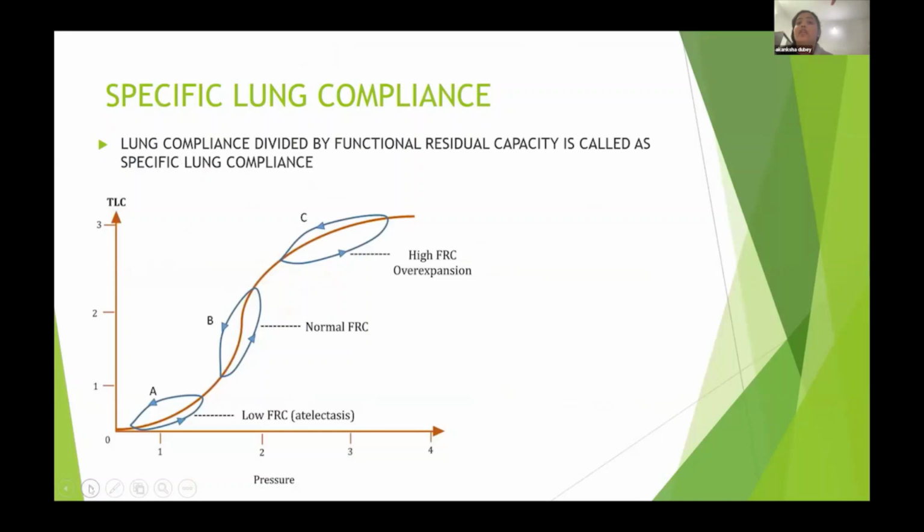Next, please. So coming to specific lung compliance, it is lung compliance divided by functional residual capacity. Here we can see again that low FRC reflects atelectasis. When FRC is low, even if we are increasing the pressures, volume is not increasing much. Normal FRC represents normal compliance. On the other hand, high FRC means that even increasing a small amount of pressure leads to a high increase in volume. It happens in BPD.